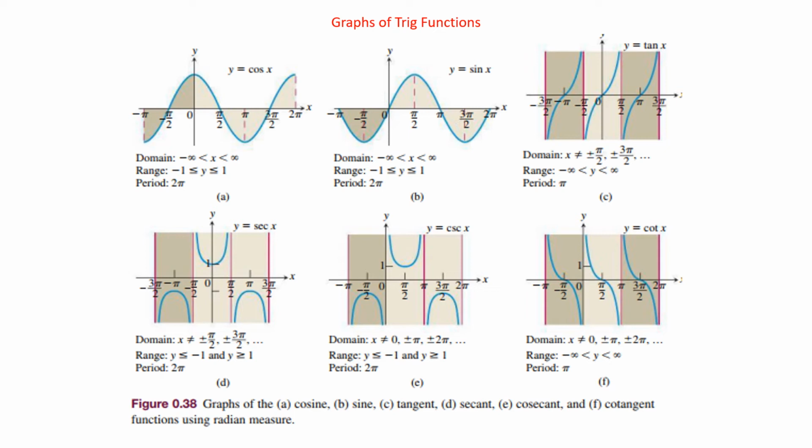The tangent and cotangent graphs look kind of like cubics, but they're asymptotic. All the rest of them have asymptotes. So the tangent and cotangents are the ones that go up or come down. The secant and cosecant graphs are the inverses of sine and cosine.